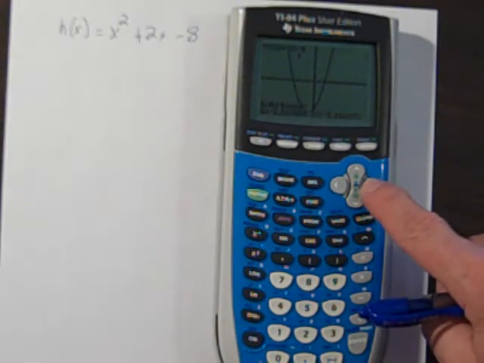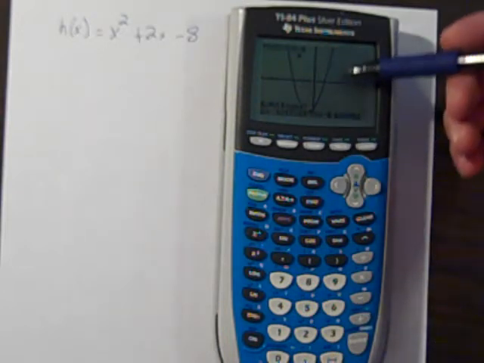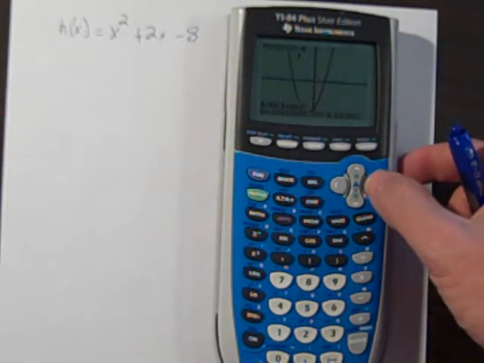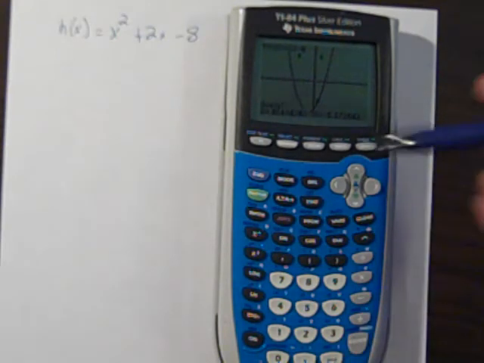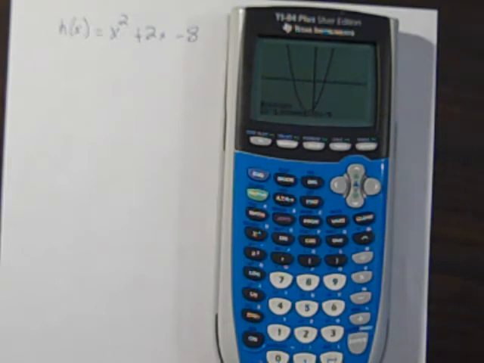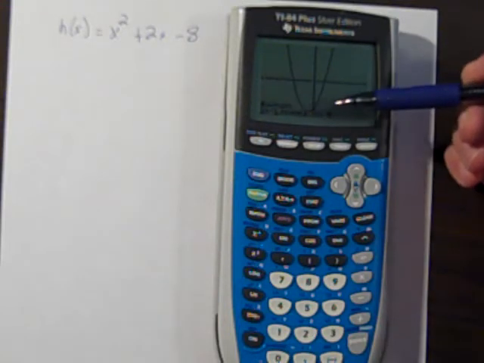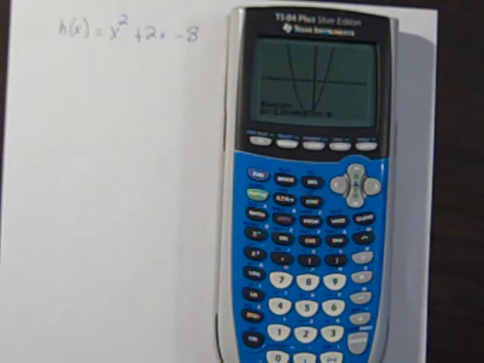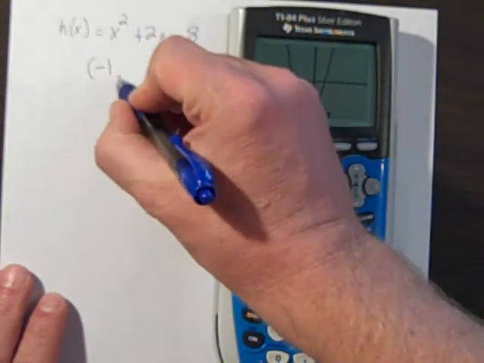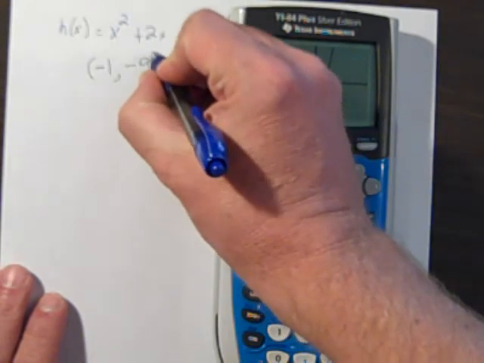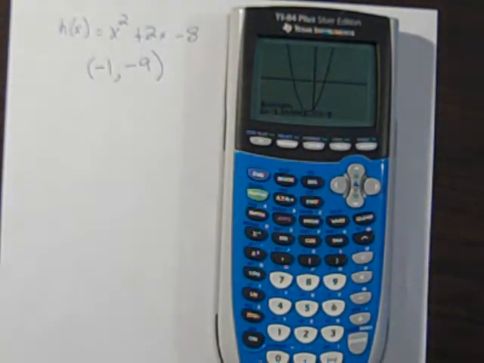Now it says go to the right side. Now I got to scroll over in this direction. I need to have some point on this side. It doesn't really matter which one. You hit enter, and it says, would you like to guess? And you say, of course, we'd love to guess. Then it pops up here, and it says our minimum point is -1, -9. -1.00000, and then -9. So your vertex on this one would be -1, -9. Okay, that's your lowest point.